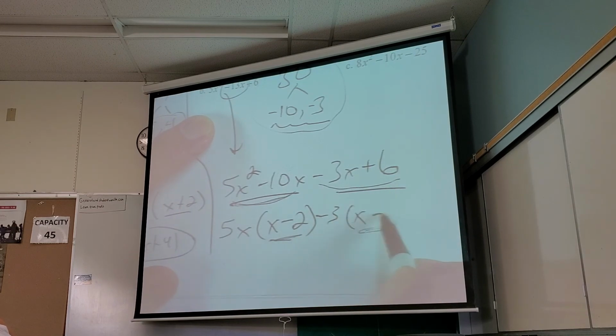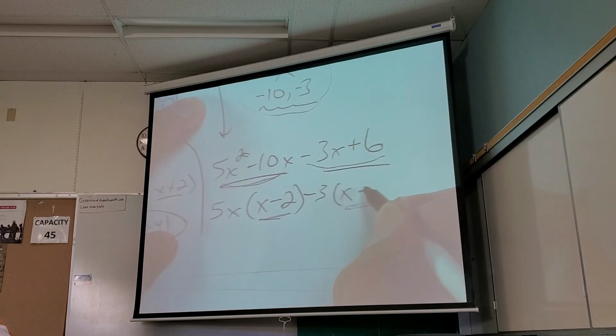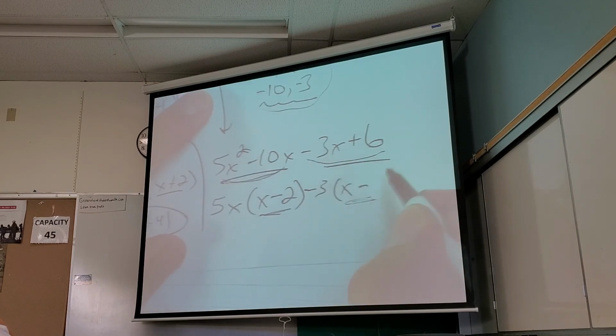Negative 2. Now, real quick, here's a mistake I see. Stop, don't copy this. Somebody does this because they do 6 divided by 3 is 2. I officially can't go any further because is there anything common to these?